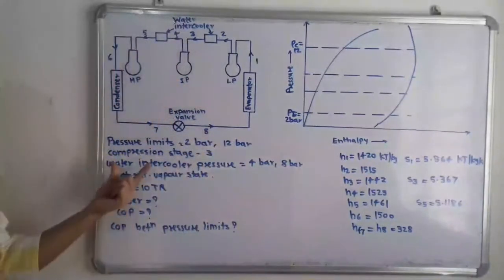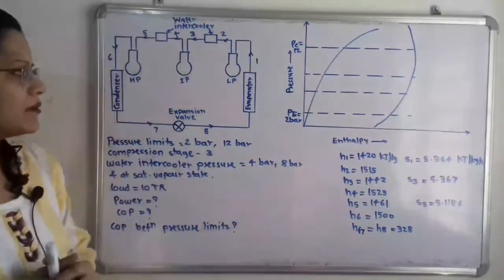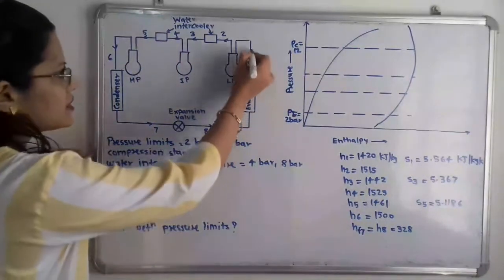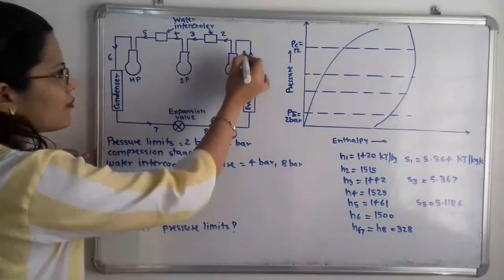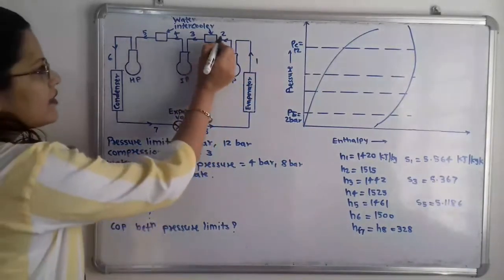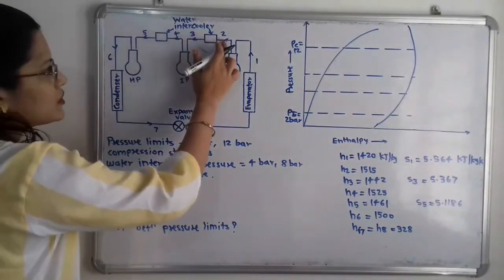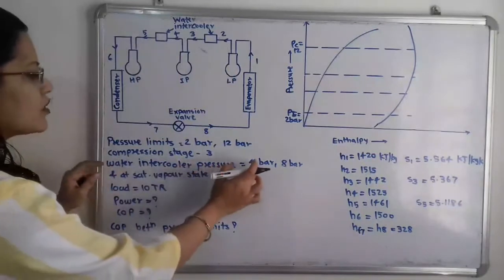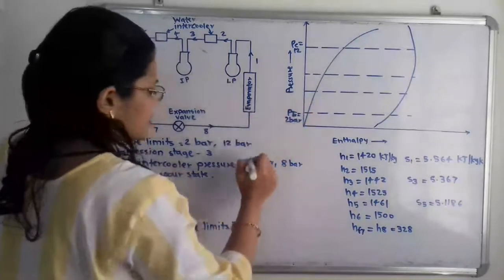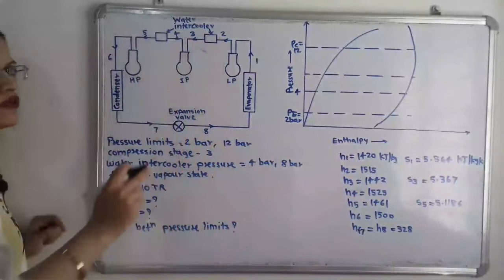Now what is the next data given? That is the water intercooler pressures, 4 bar and 8 bar. Now if we observe this diagram, when the refrigerant enters the low pressure compressor and leaves, this process is 1 to 2, and then when it enters the first water cooler, that is the process 2 to 3. So what is the water intercooler pressure? 4 bar. So we can say that P2 is equal to P3 is equal to 4 bar.